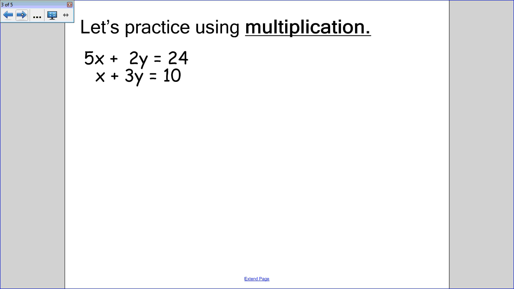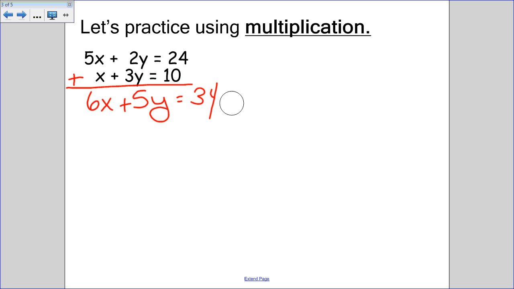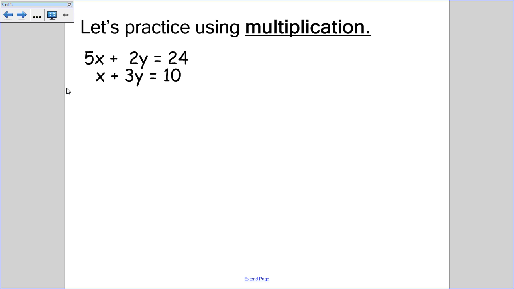Let's look at another example. Again, if I just set this up as a regular addition problem, I'm not going to eliminate either of my variables, am I? If I did this as an addition problem, I end up with 6x plus 5y equals 34. So we're going to have to multiply one of our equations so that we can do an addition problem that will eliminate a variable.